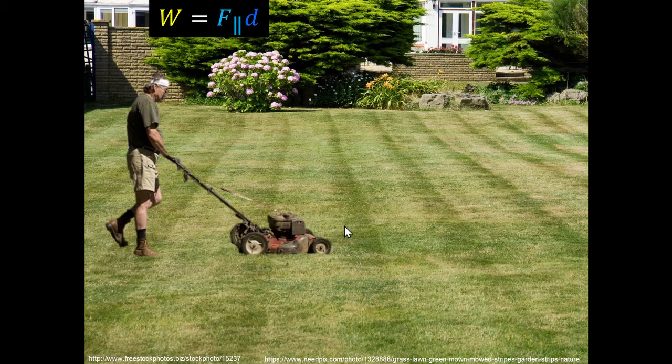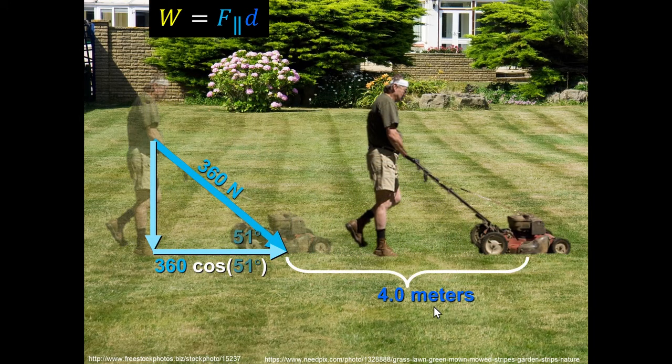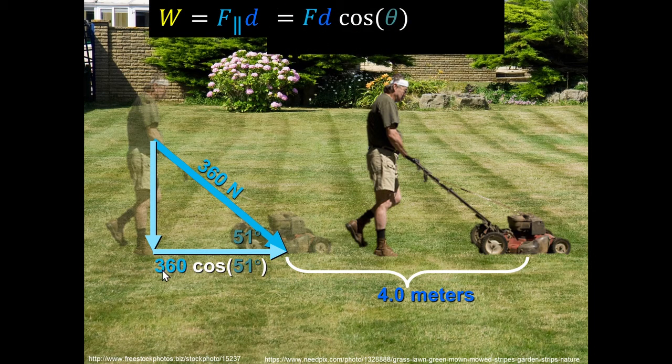So here's this person pushing the lawnmower, but they are pushing in line with their arms with 360 newtons of force at a 51-degree angle. We studied vector components, so we could find that there is a component of force down and a component of force parallel to the ground. And if they move that lawnmower along this distance here, 4 meters, you could take the amount of force which was in the same direction as the distance moved. So you could take force times the cosine of the angle to find the component, and then multiply by the distance.